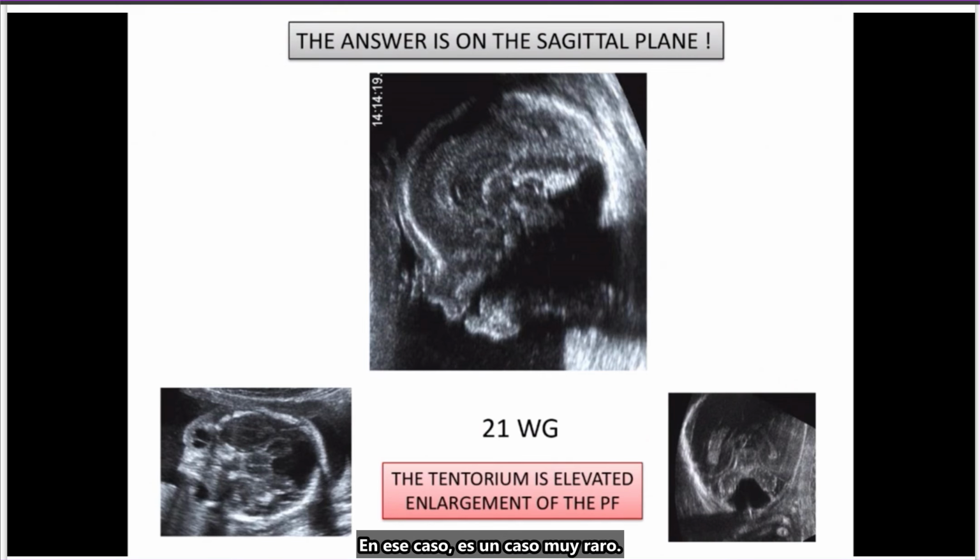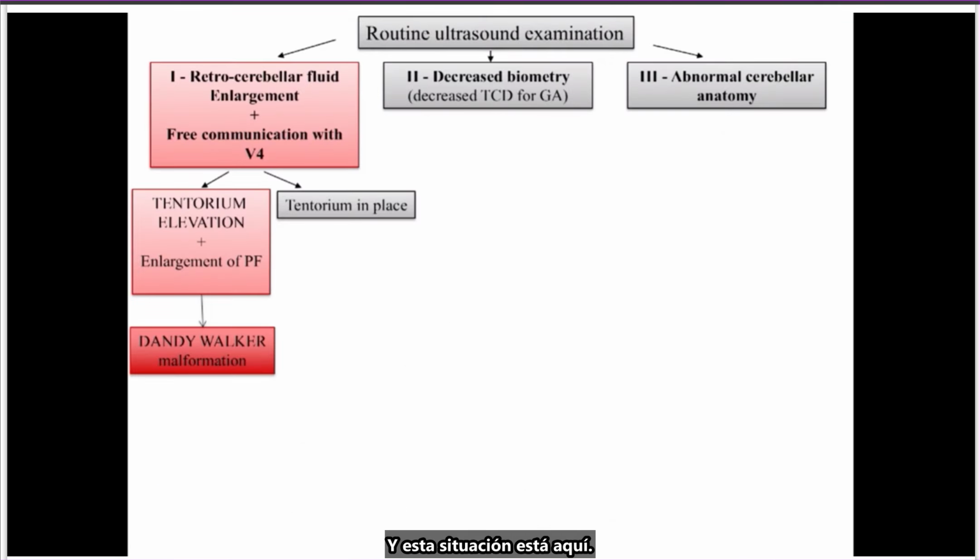In that case, a very rare case, in fact, the tentorium looks elevated, but to confirm, you should do an MR, and the posterior fossa looks enlarged, and there is a vermis here. And this situation is here. With tentorium elevation and enlargement of the posterior fossa, it may be a Dandy-Walker malformation.